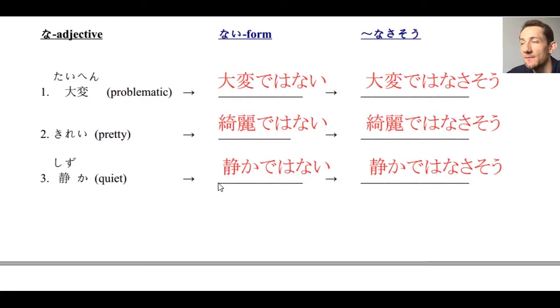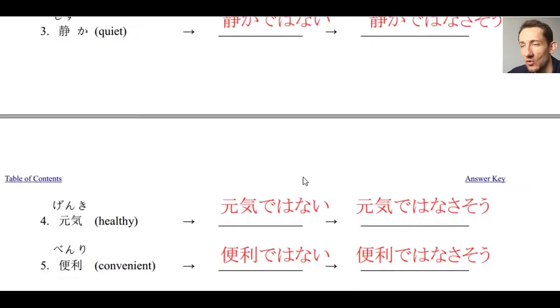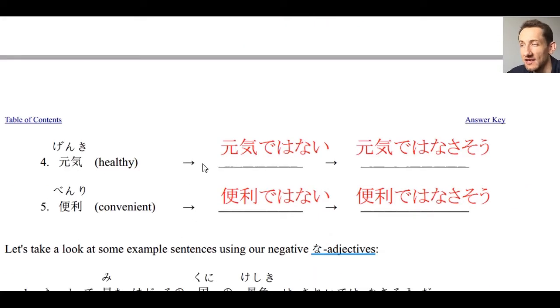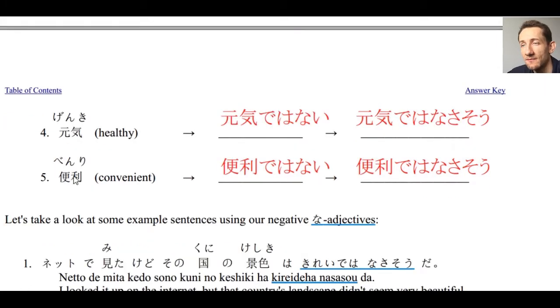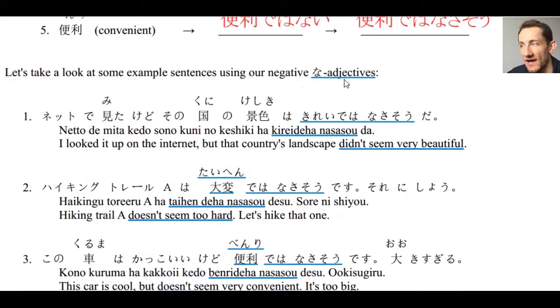Number three, 静かではない。静かではなさそう。Does not seem quiet. Number four, 元気ではない。元気ではなさそう。And number five, 便利ではない。便利ではなさそう。Does not seem very convenient. All right, so now we'll look at some example sentences using our not adjectives.